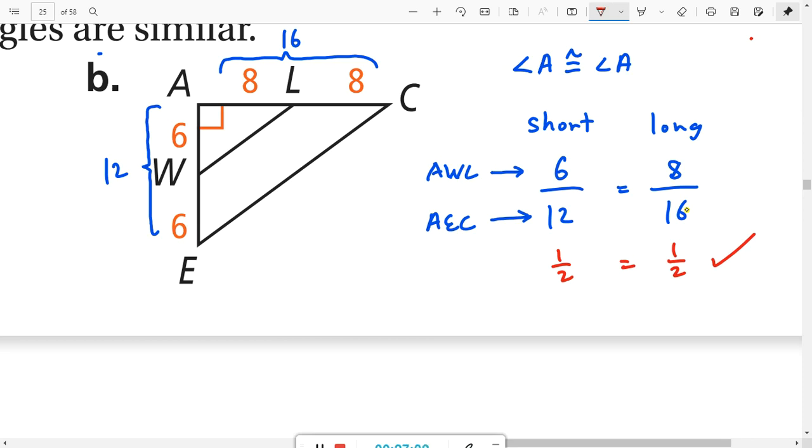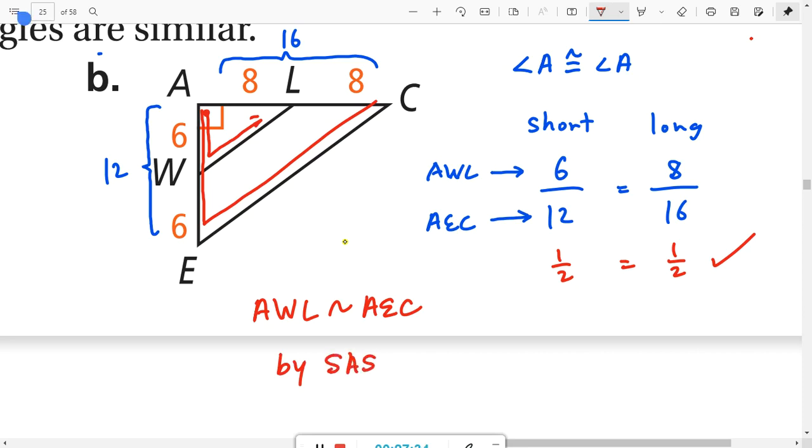All right. So I'm going to trace both triangles the same way. When I make the statement for the small triangle, I'm going to say AWL. And then for the big triangle, I'm going to say AEC. And those two triangles are similar by SAS.